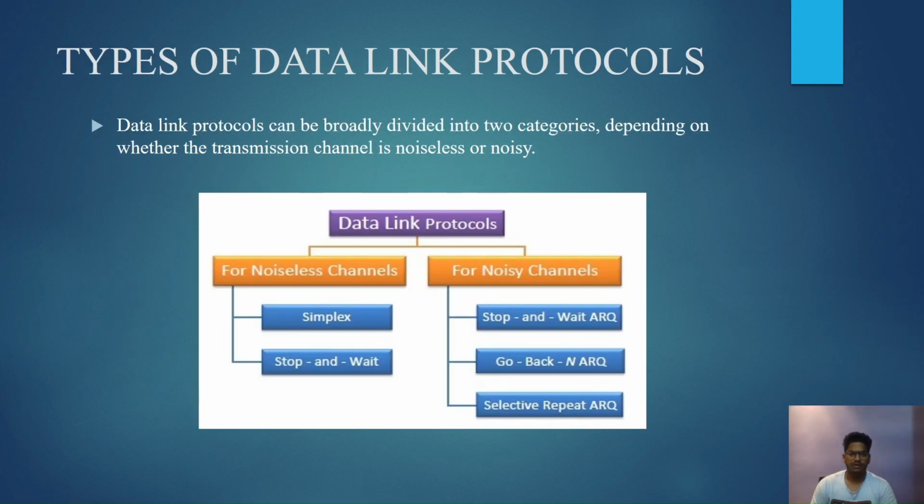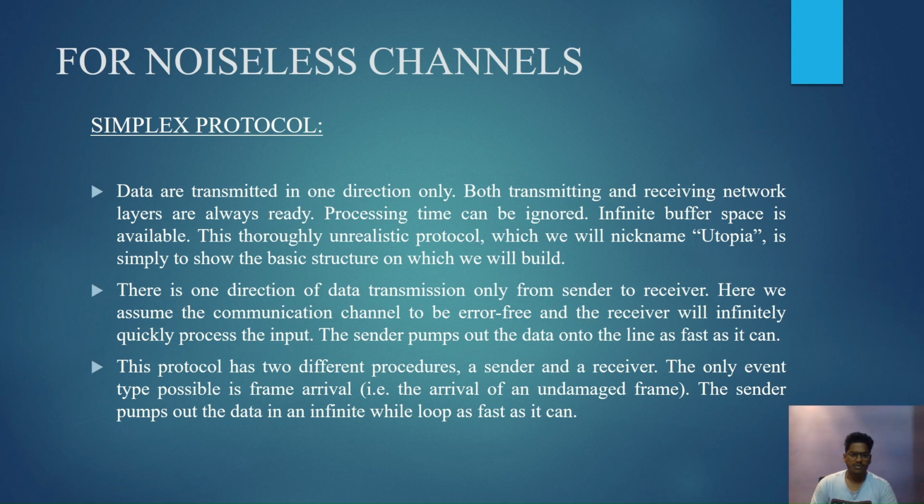Types of data link protocols. Data link protocols can be broadly divided into two categories, depending on whether the transmission channel is noiseless or noisy. In this figure, we can see that the data link protocol is divided into two categories, for noiseless channels and for noisy channels. In the noiseless channels, we have the simplex protocol and the stop and wait protocol. For noisy channels, we have the stop and wait ARQ protocol, go back N ARQ protocol, and selective repeat ARQ protocol.